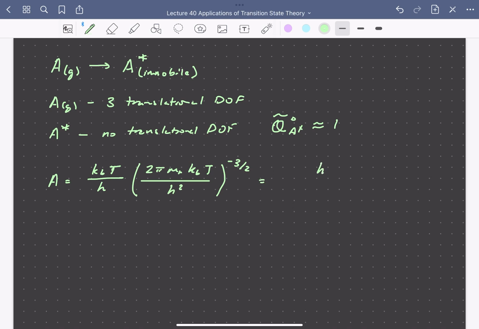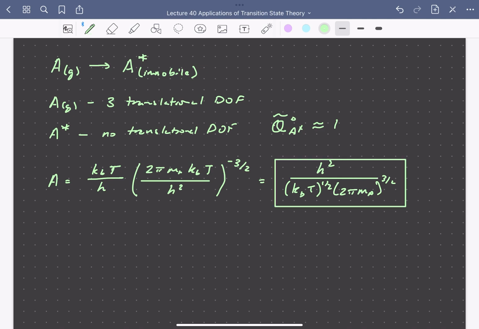Simplifying this a bit comes out to Planck's constant squared divided by kBT to the 1/2 times 2 pi times the mass of A to the 3/2. In this case, since we had a partition function greater than 1 in our numerator for the transition state, and now we've replaced it with 1, you can see that the pre-exponential factor for the mobile case is going to be significantly larger than the pre-exponential factor for the immobile case.